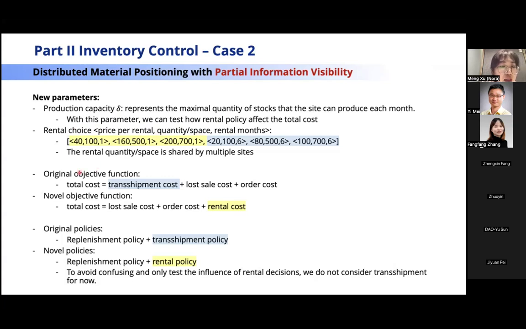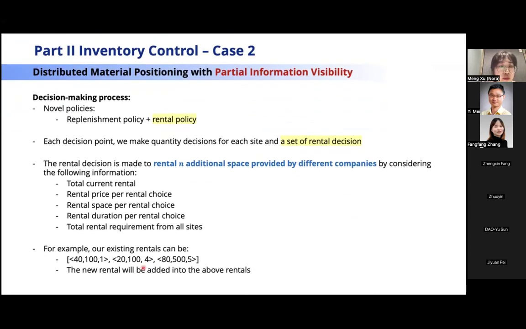And different from case one, the total cost includes the transshipment cost, lost sale cost, and order cost. The normal objective function includes the lost sale cost, order cost, and also the rental cost. And here we consider the rental policy.